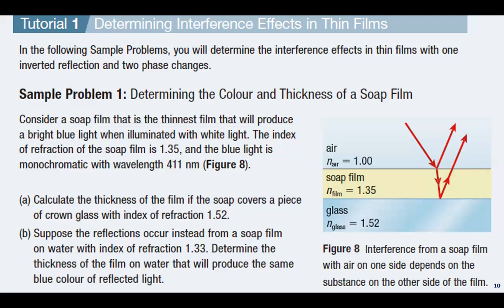You need to answer the following two questions. First, can you calculate the thickness of the film if the soap covers a piece of crown glass with index of refraction 1.52? Then suppose the reflection occurs instead from a soap film on water with index of refraction 1.33. Then can you determine the thickness of the film on water that will produce the same blue color of reflected light? Okay, I'll give you 5 minutes to consider this problem, and then we'll have a look at the solution together.